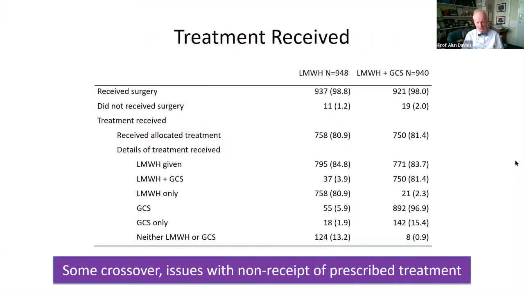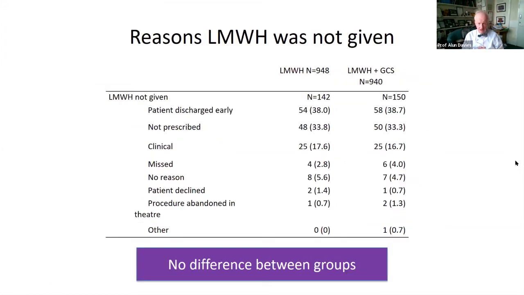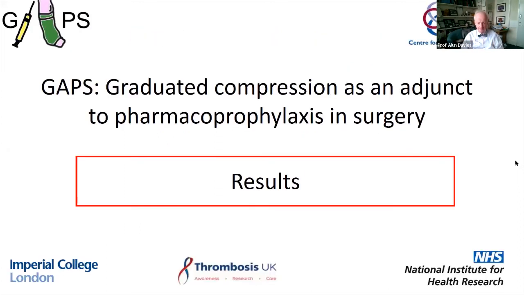If we look at the treatment received, there was some crossover, and there was some issue with respect to patients not receiving their prescribed treatment, be that stockings or pharmacological medication. At one point, we did have to contact the medical directors of the various trusts involved just to highlight that patients weren't actually receiving the prophylaxis that would have been advised. Again, the reasons for them not receiving low molecular weight heparin are highlighted there quite clearly, and these usually were issues around prescription or patients being discharged from the hospital too early.